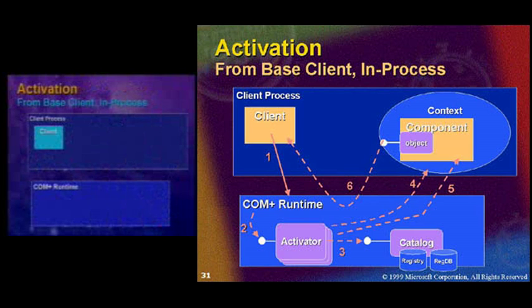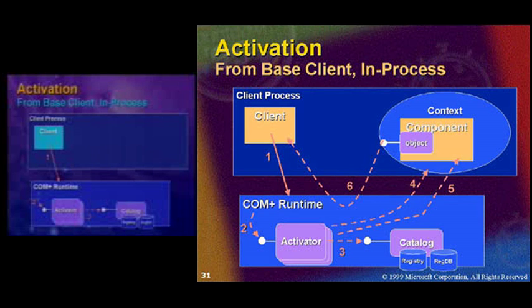Okay, so the client is going to call CoCreateInstance from the base client. Now we're going to have these things called activators get in the act. We've componentized the process of creating objects using something called activators. And there can be a set of activators that get invoked during the creation of a particular object. So the runtime is going to ask this chain of activators to do whatever is necessary to create the object.